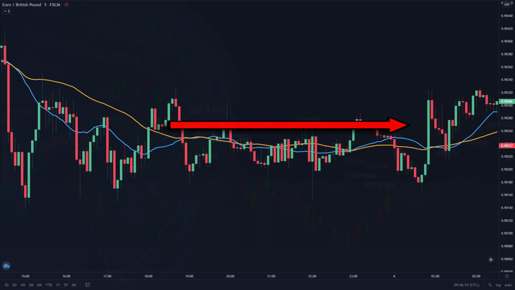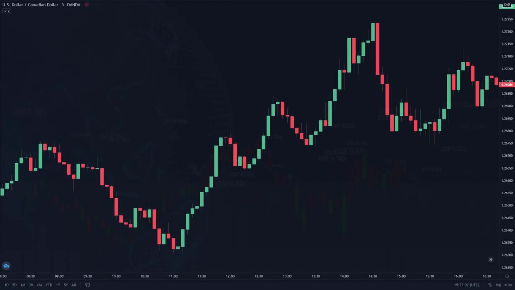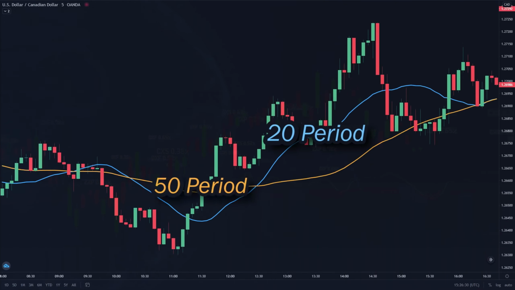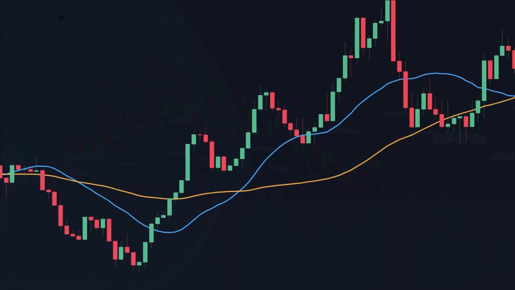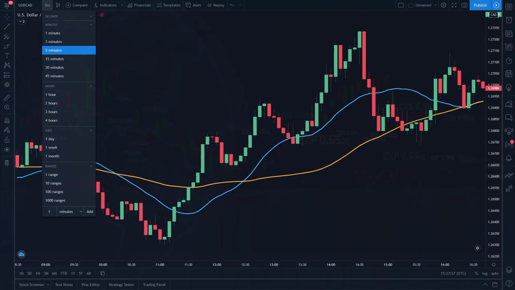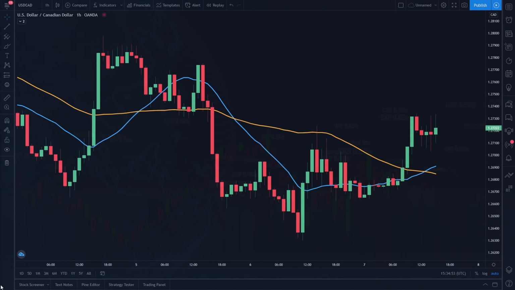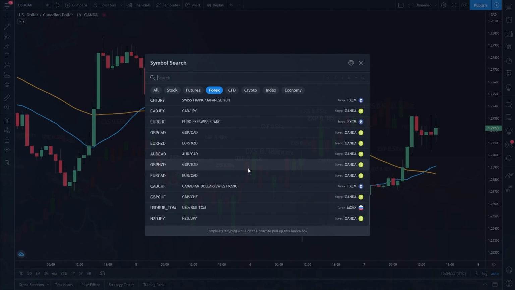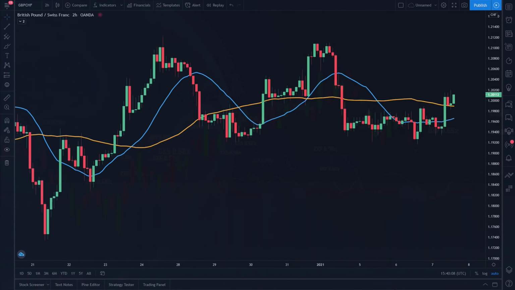So instead, this is how I would trade the moving average crossover. I'm only going to be using two moving averages, the 20 and the 50 period. The first step is that I would choose a high time frame. I recommend using the daily time frame for this strategy, but if you think that's too high, then you can just use the 1 hour chart instead. Next, I would pick a pair. Then, what I'm trying to look at is how the market is reacting to the moving average crossover.